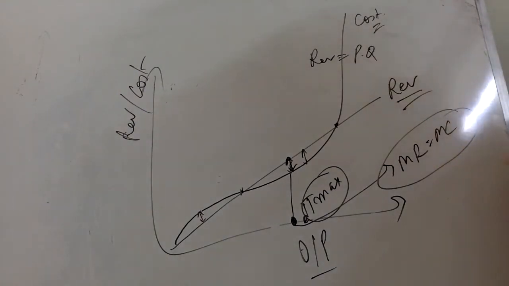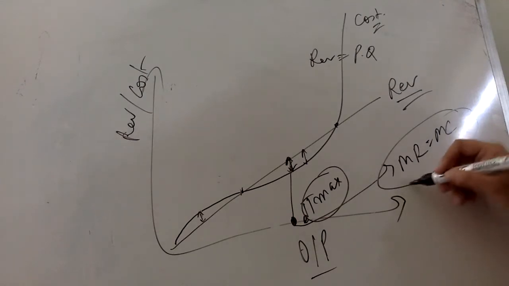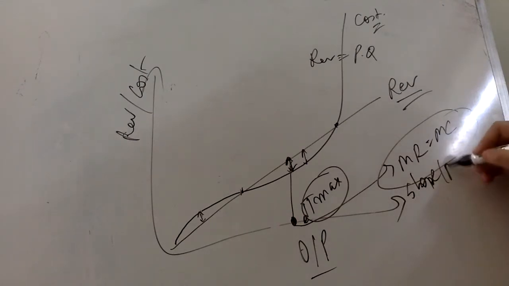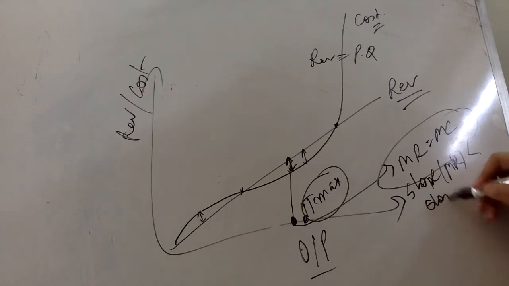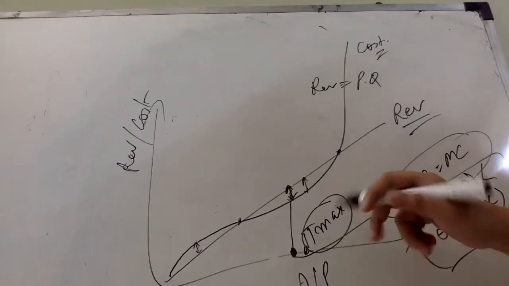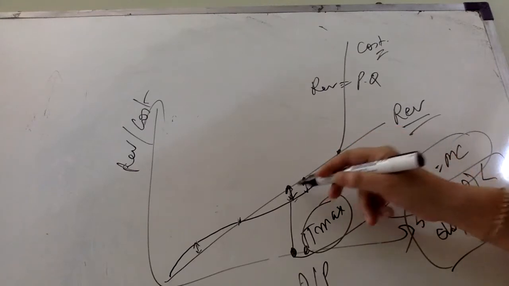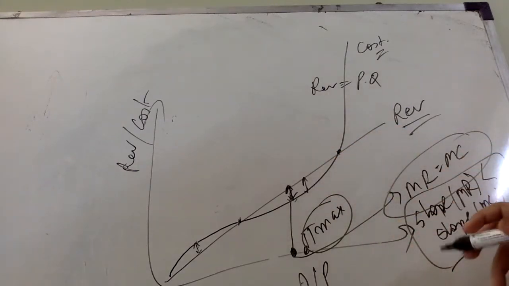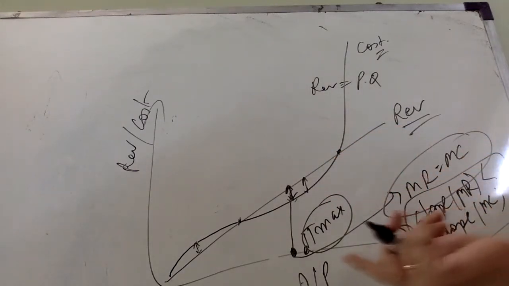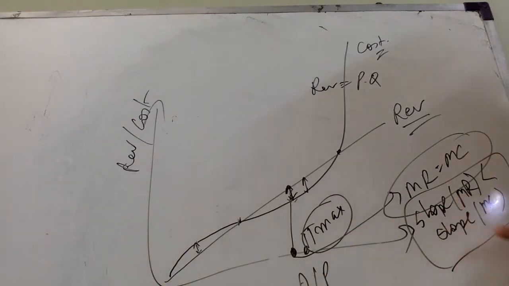And in addition to it, what was the second condition? That the slope of MR must be less than the slope of marginal cost. In this graph itself we can see that the slope of total cost is rising faster than the slope of revenue. So it states that at the point of optimality, the second order condition of profit maximization will actually hold true here.